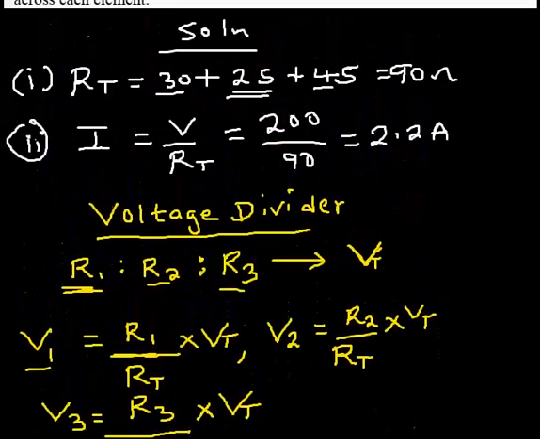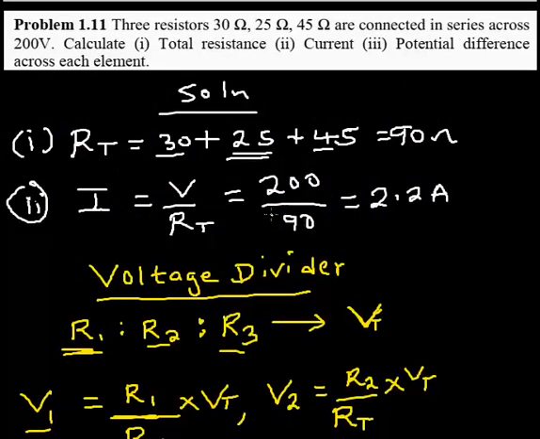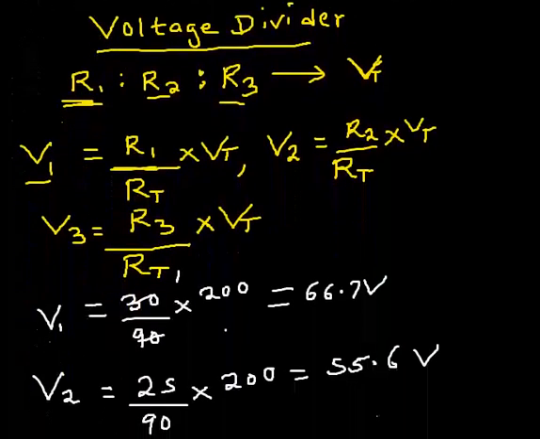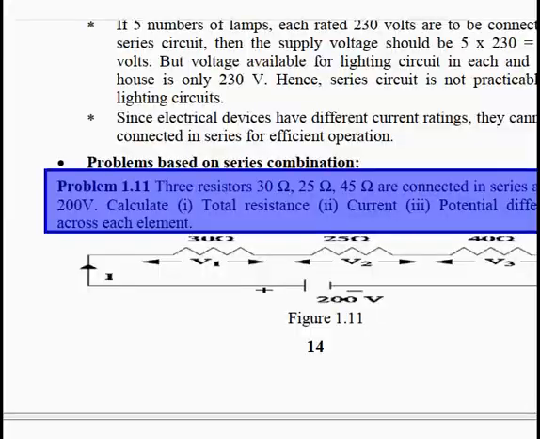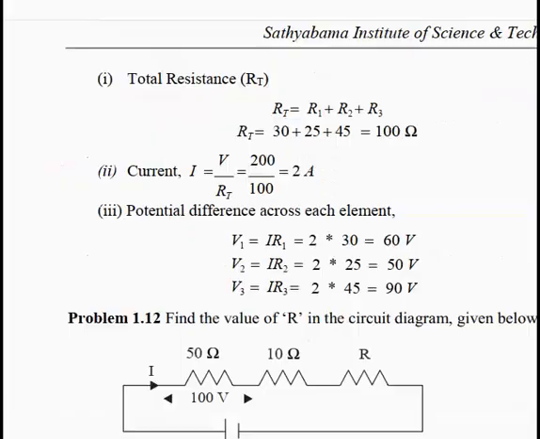So that is how we actually apply voltage divider, so that we can get the voltage, or the potential difference, across each resistor. So please take note of that. All right, so let's work on another question.